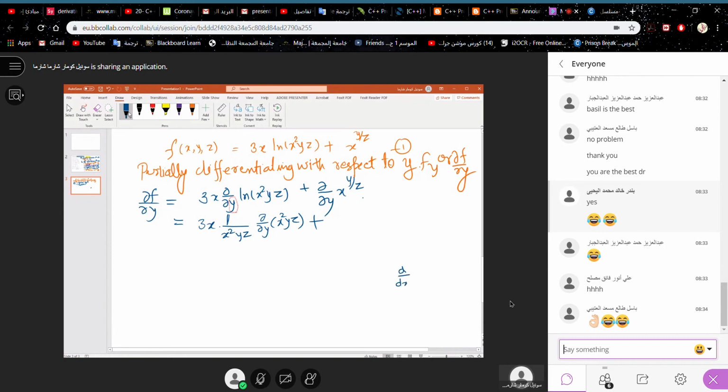See this formula. d/dx of a to the power x. Do you know how much this is? This is a to the power x ln a.